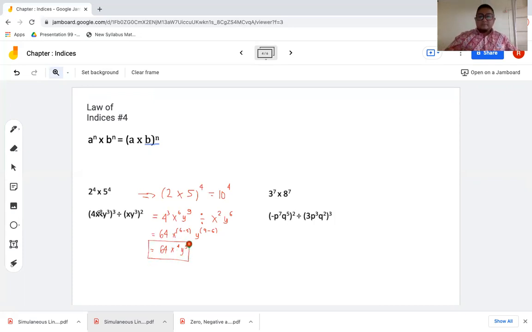Okay. Now, what I want you to do, guys, is to answer this particular part now. Just like what we did here, you will have 3 raised to 7 times 8 raised to 7, which means that you are going to multiply 3 and 8 and give it a bracket with an exponent of 7. So this will now give us 24 raised to the 7th power.